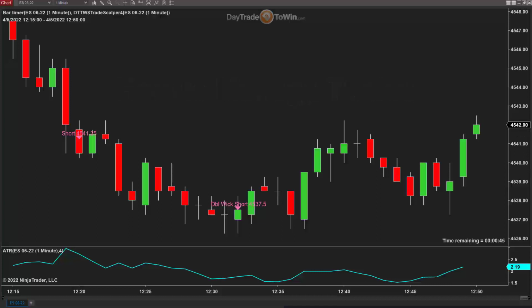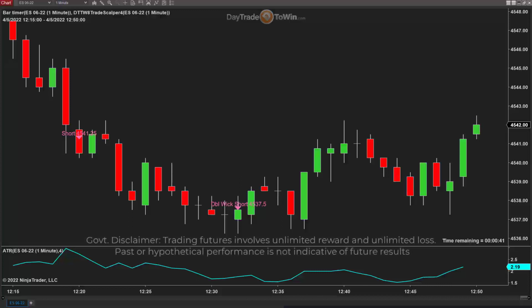I'm going to use the Trade Scalper software as an example, and I'm going to use the Atlas Line software as an example. Before we begin, remember that trading is risky. Please don't trade with funds you cannot afford to lose.